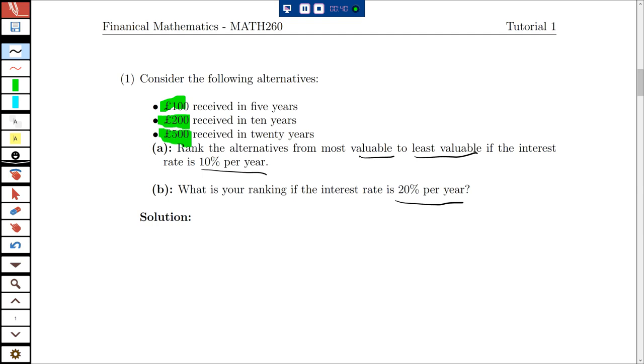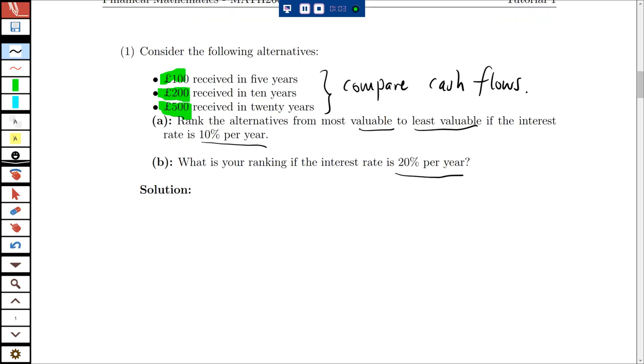Okay, so this problem is about the time value of money. We want to compare these cash flows. And to do that, we need to pick some moment in time, and it makes sense to do that from today. So we're going to calculate some present values.